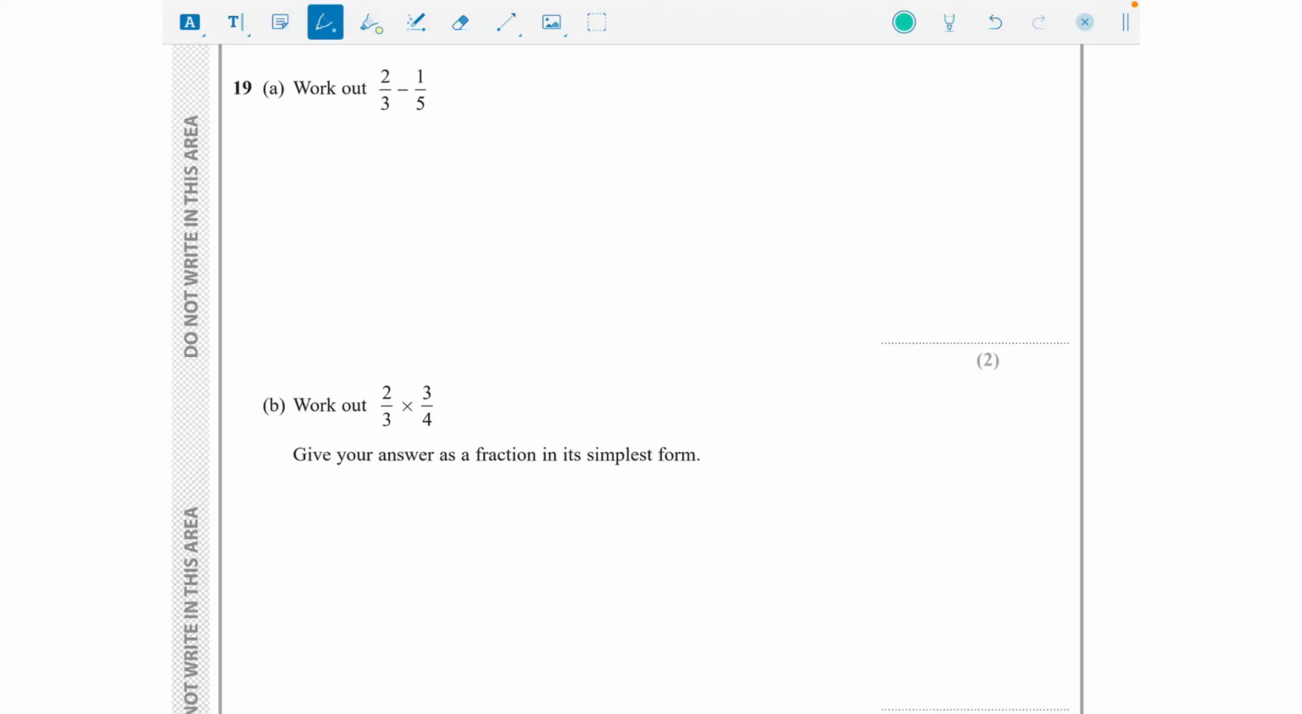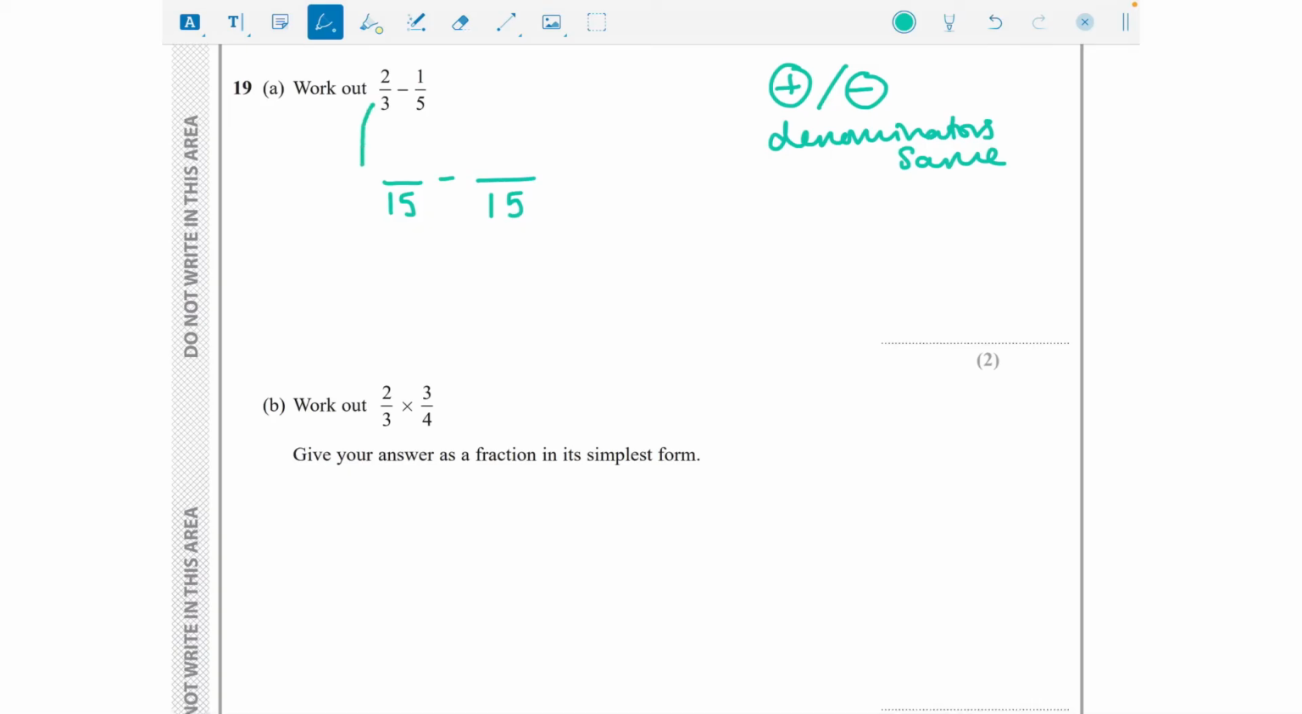Question number 19a. Work out 2/3, take away 1/5. Again, another favourite on the non-calculator paper to ask you to add, subtract, multiply or divide fractions without a calculator. So if you're adding or subtracting fractions, we need to make the denominators the same. That's the bottom numbers. We've got a 3 on the denominator of one fraction, and we've got a 5 on the denominator on the other. So what's the number in the 3 times table and the 5 times table? It's going to make sense for this question to make both of these fractions out of 15. So the denominators need to be made the same.